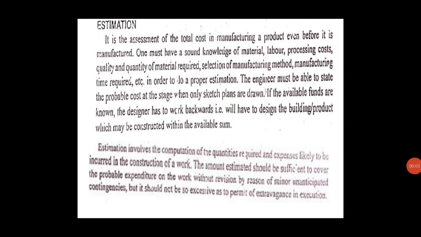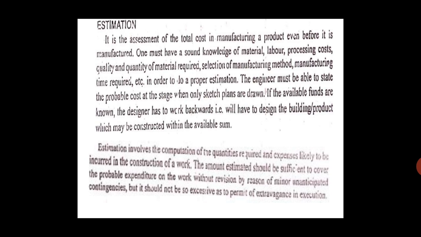Hello students, having seen costing, now let us look at estimation. So you need to make estimates. Now I will give one example. Suppose you are building a house, your own house you are trying to build.